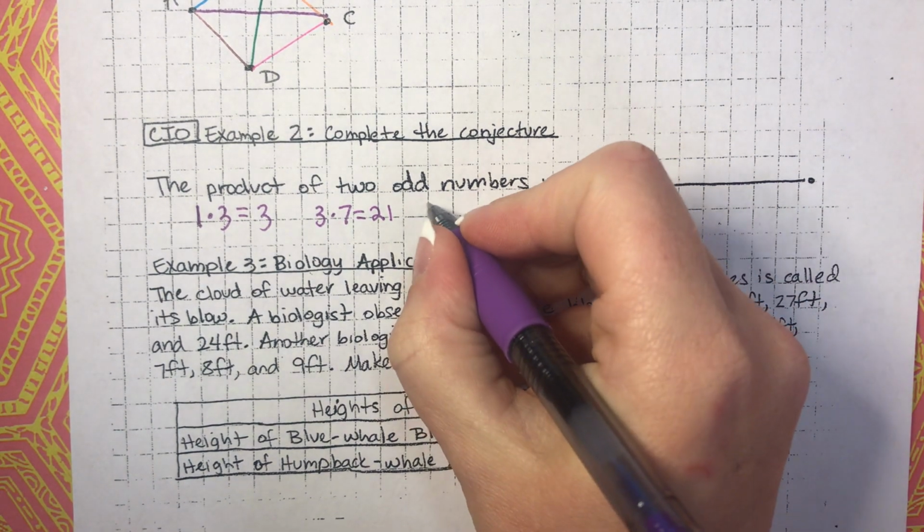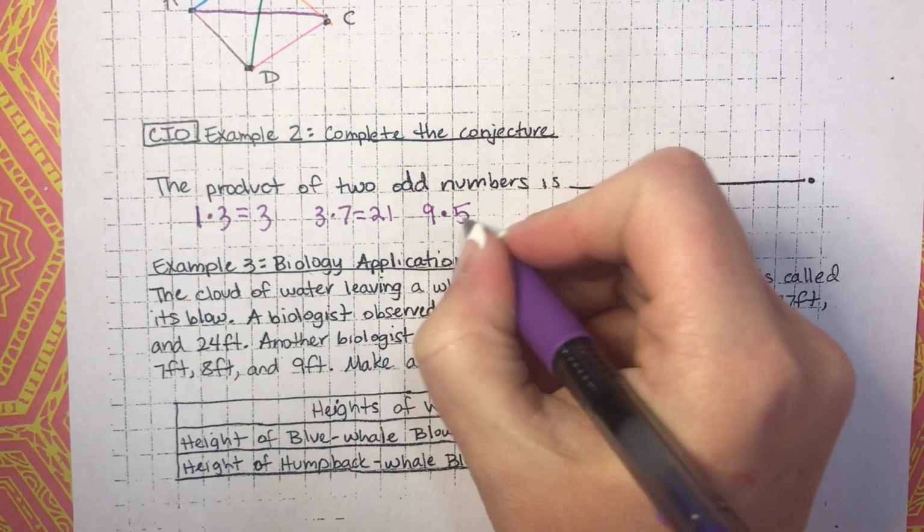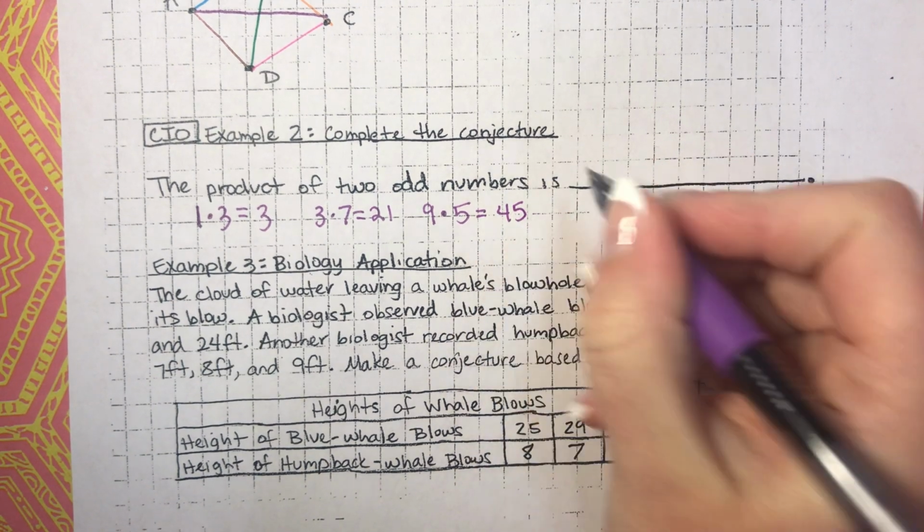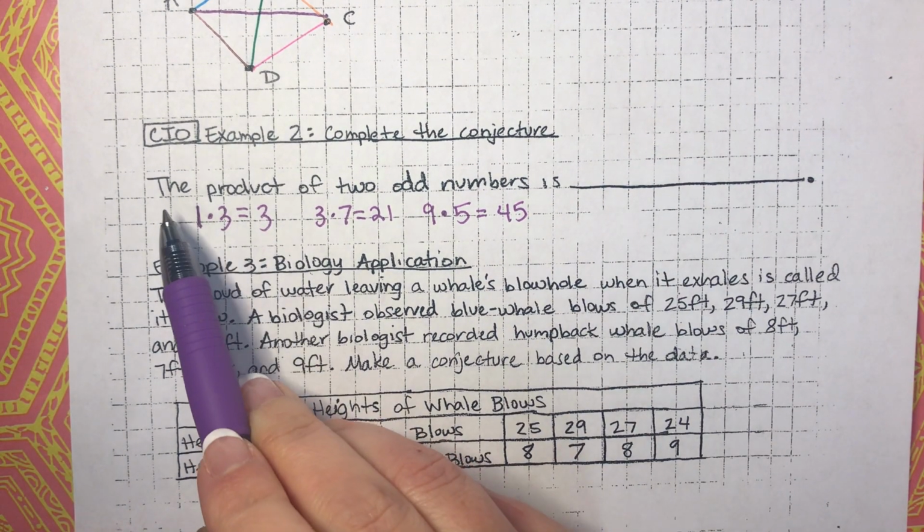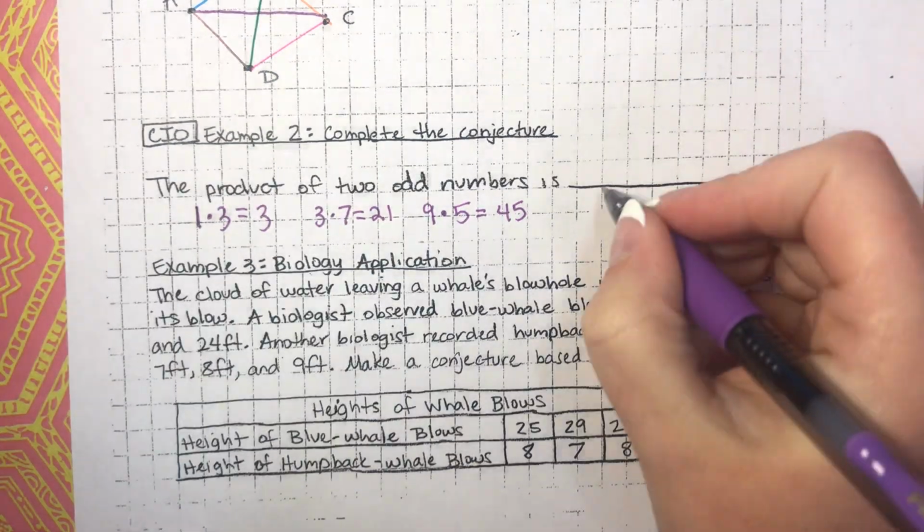Let's try another one. 9 times 5. Both odd numbers. What do we get? 45, which is also an odd number. So what we're going to say is the product of two odd numbers is odd.